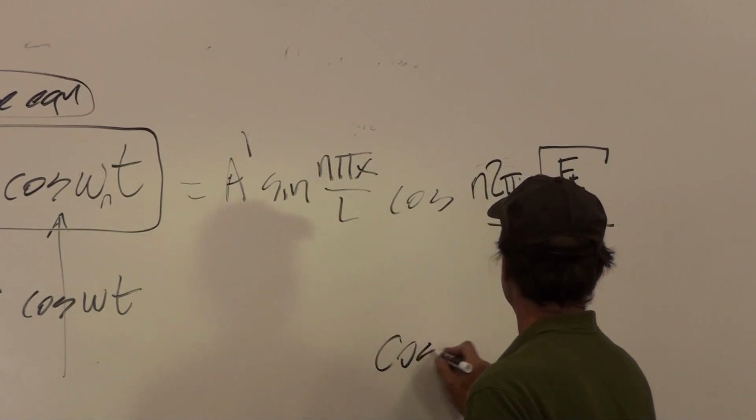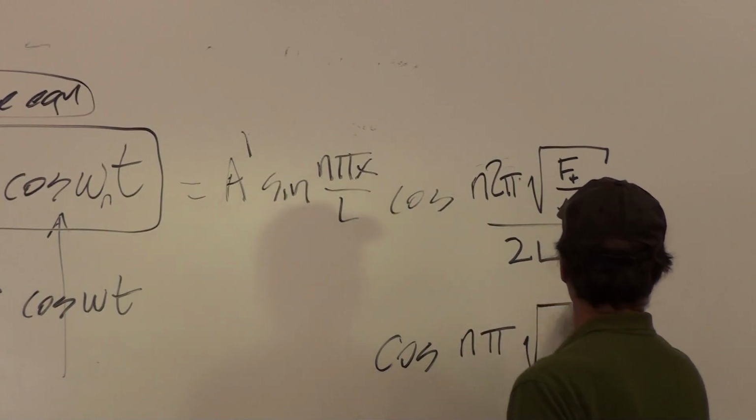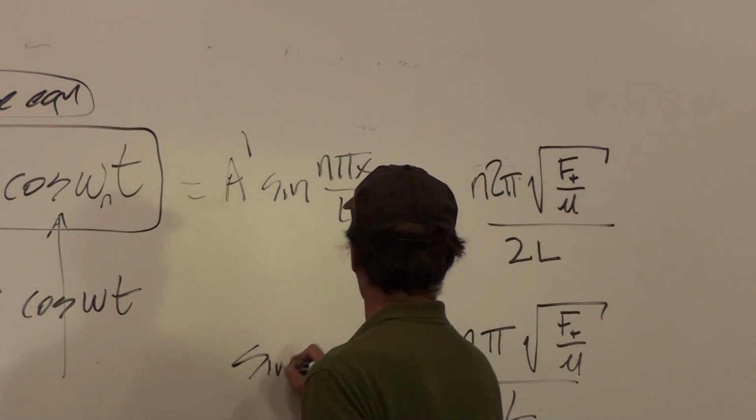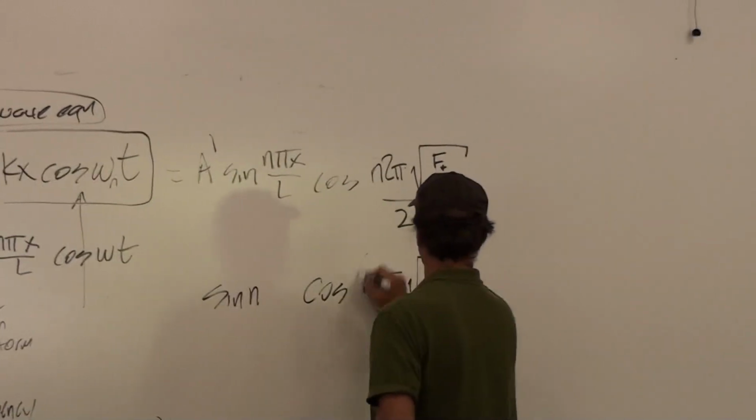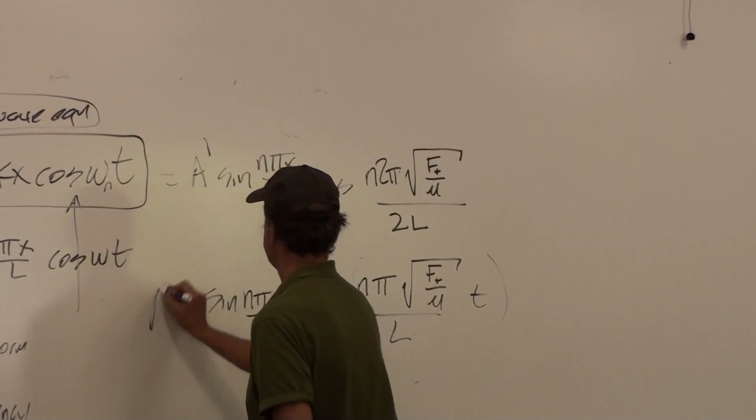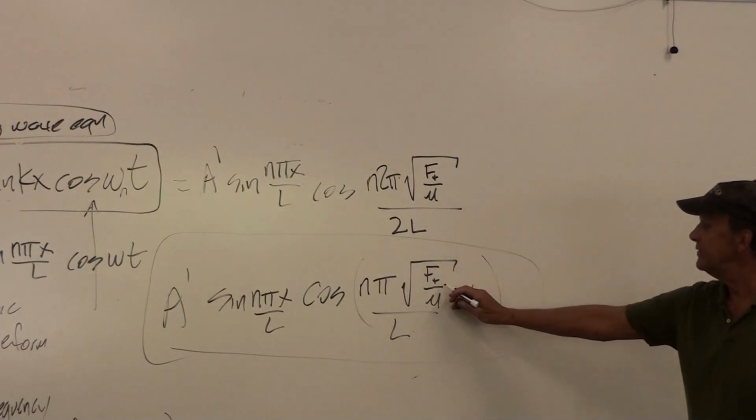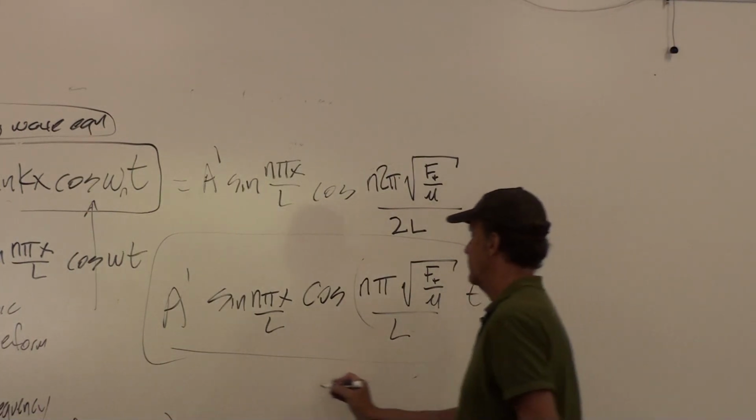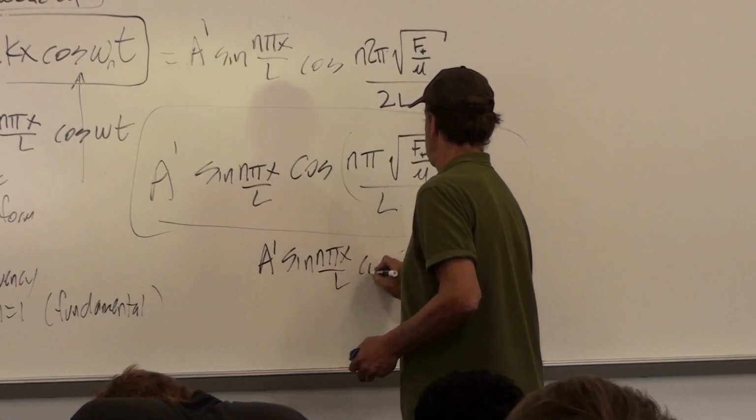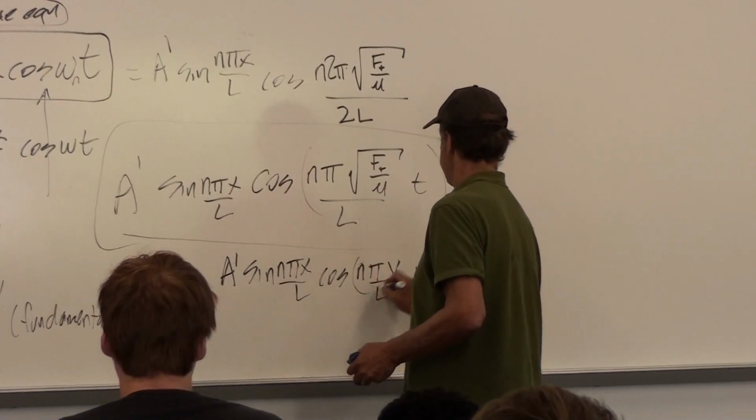And so that's finally cosine, the 2's cancel, of n pi square root of tension divided by mu, divided by L, times t. Sine of n pi x over L. Or we could just write this as the velocity of the wave motion. So that would be A prime sine n pi x over L cosine n pi v over L times t.